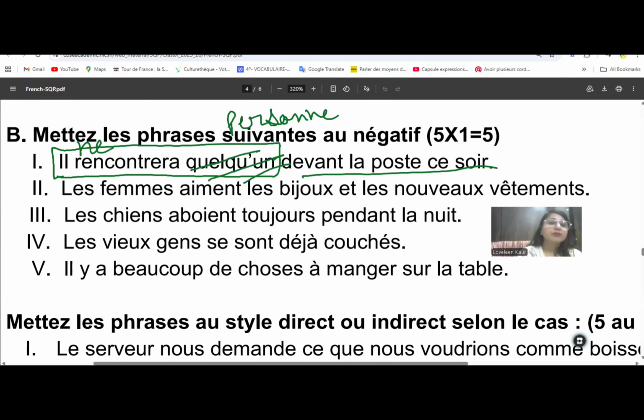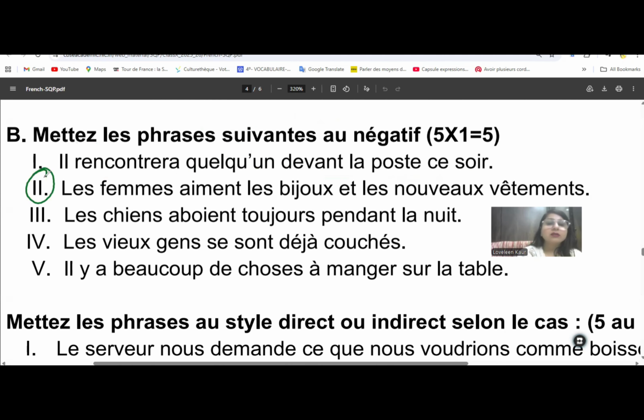You got it? Now let's see the deuxième phrase. "Les femmes aiment les bijoux et les nouveaux vêtements." This sentence otherwise is a very good sentence, positive only. I think we should not make it negative because the sentence meaning is: les femmes aiment, that is the ladies like, les bijoux, that is jewelry, et les nouveaux vêtements, and the new clothes. But alas, we have to make it negative.